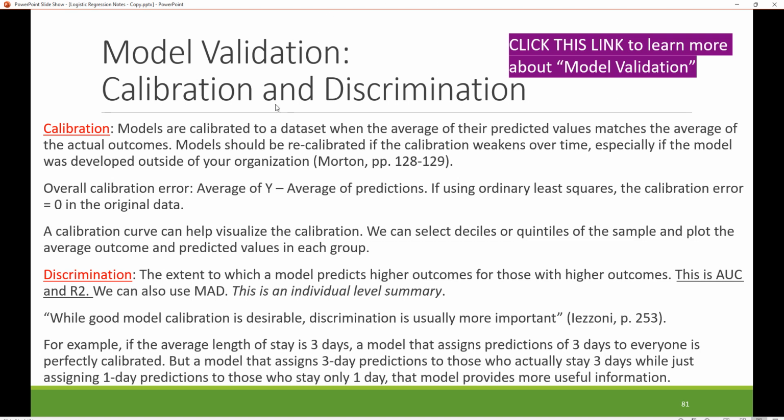So how we describe calibration: models are calibrated to a data set when the average of their predicted values matches the average of the actual outcomes. Models should be recalibrated if the calibration weakens over time, especially if the model was developed outside of your organization.